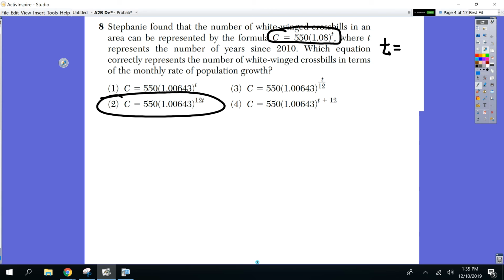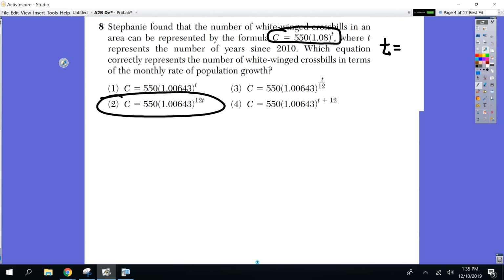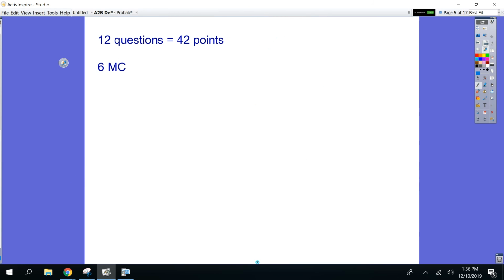Any questions there? All right, we got a unit test tomorrow, which I'm pretty darn nervous about. Very nervous about, actually. Okay, that's all I got to tell you. 12 questions, 42 points, 6 of them are multiple choice. All right, that's all I have to tell you about it. I know some of you guys like to know what the makeup is. There it is. All right.